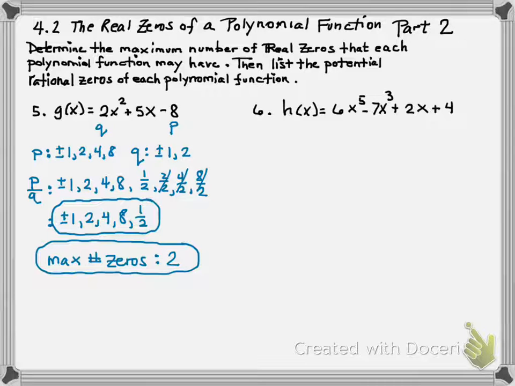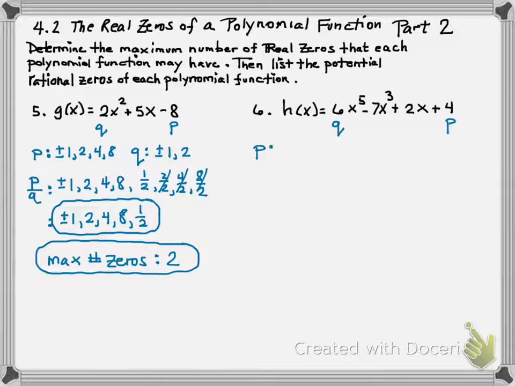Alright, let's move over to number 6. Once again, we got h of x equals 6x to the 5th minus 7x cubed plus 2x plus 4. Again, I'm just going to put my letter q right underneath the 6. I'm going to start that out. My p goes underneath the 4. That way I don't lose track of my values as I go through this problem.